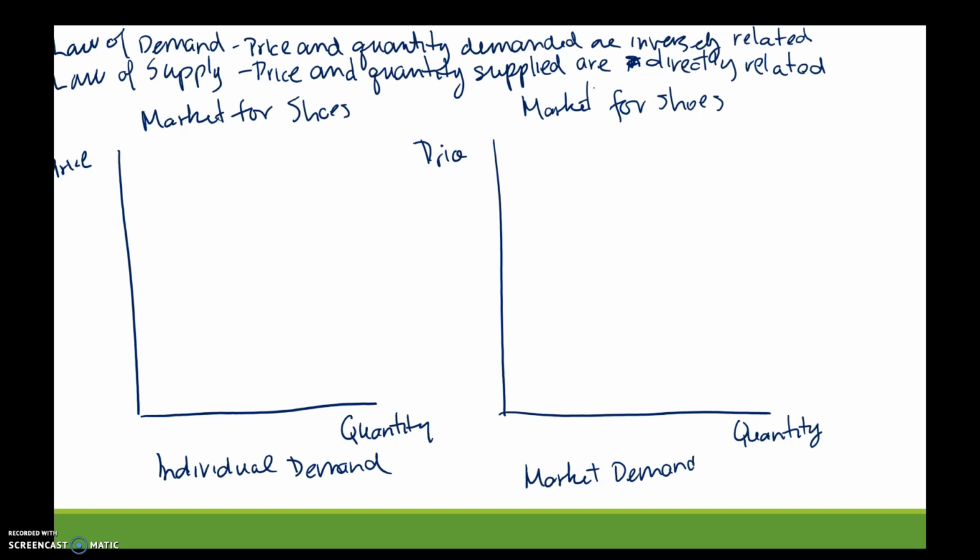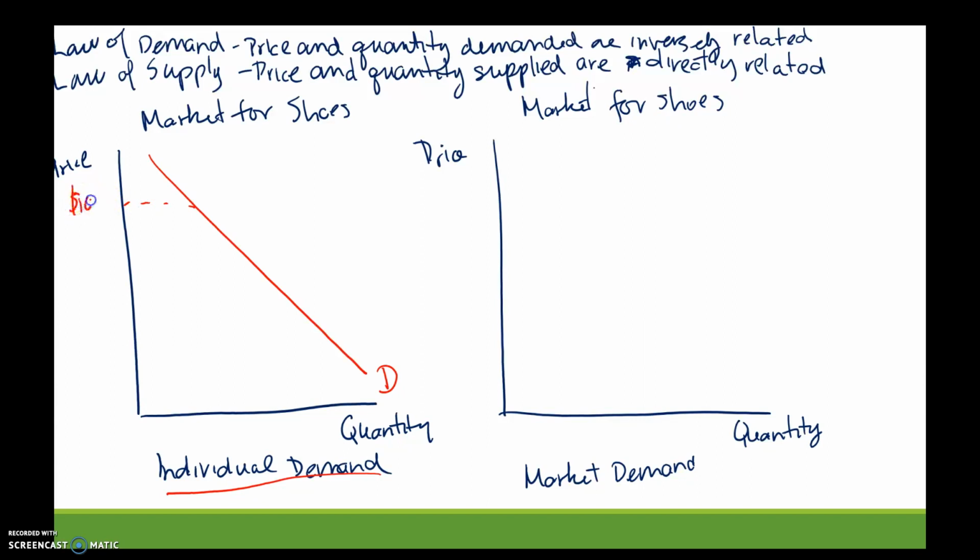If we think about the market for shoes, I'm going to draw what's called a demand line. And what the demand line is going to tell us is how many pairs of shoes you might want to buy in a year at different prices. So on this axis I have price, on this axis I have quantity, and this is an individual demand curve.